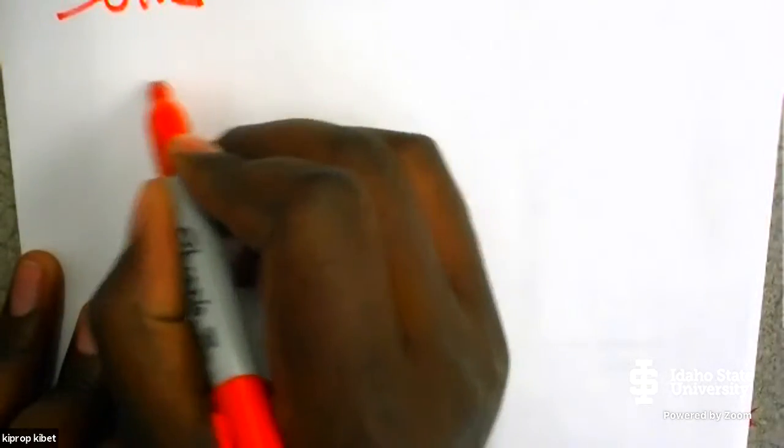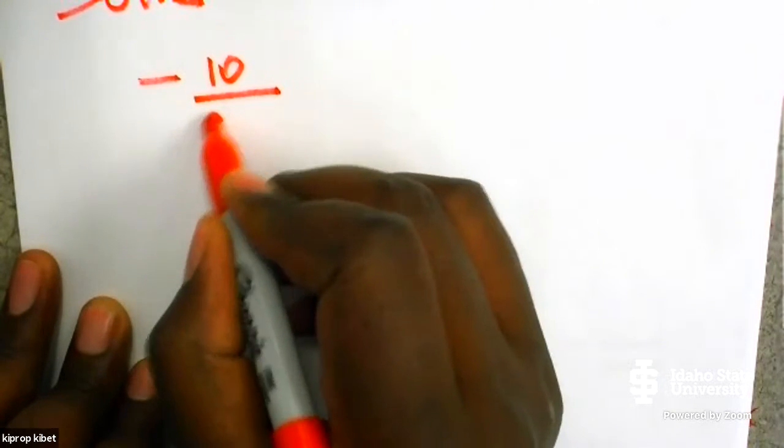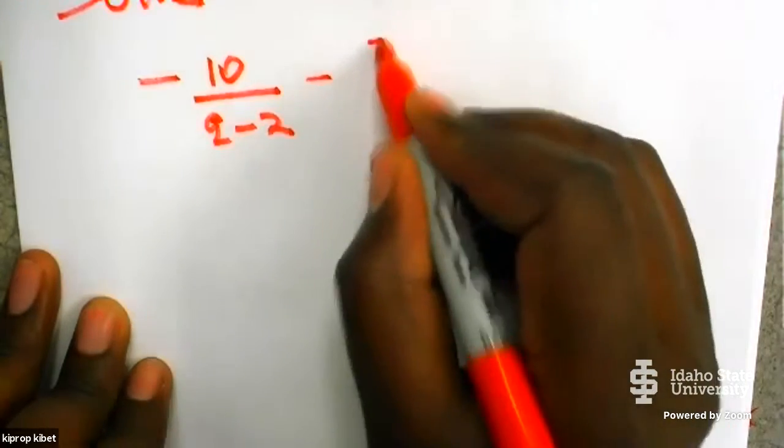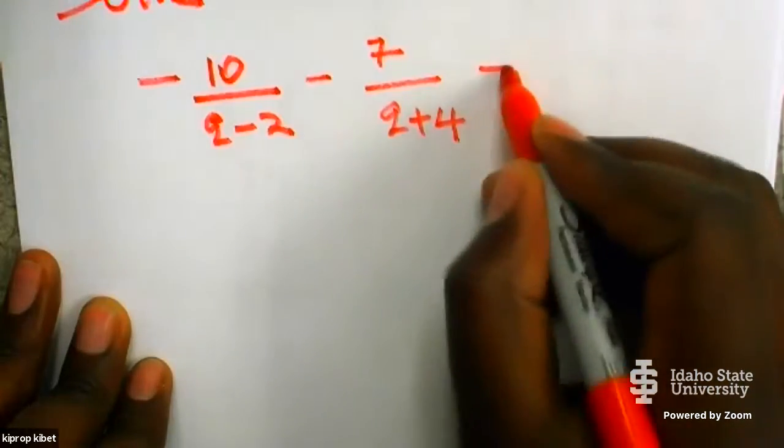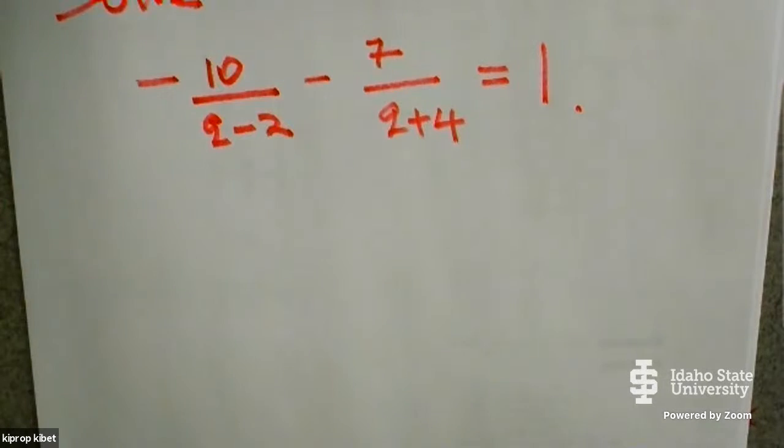Okay, so another example. Minus 10 all over q minus 2, minus 7 all over q plus 4 equals 1. So how would we solve this?